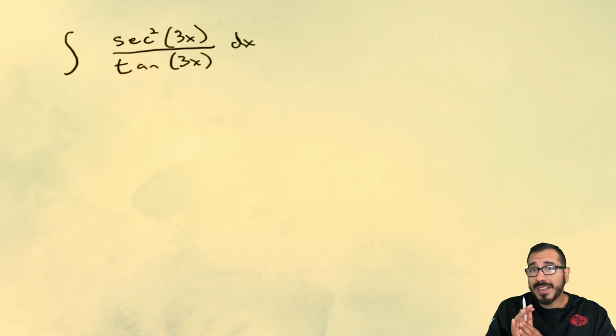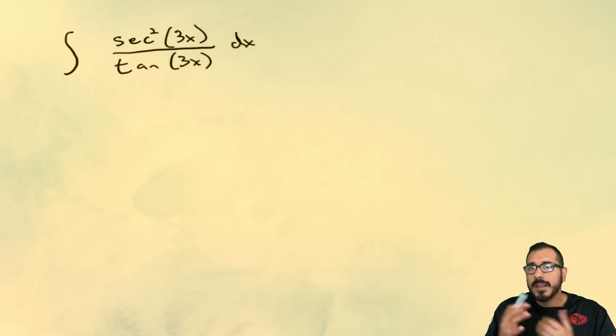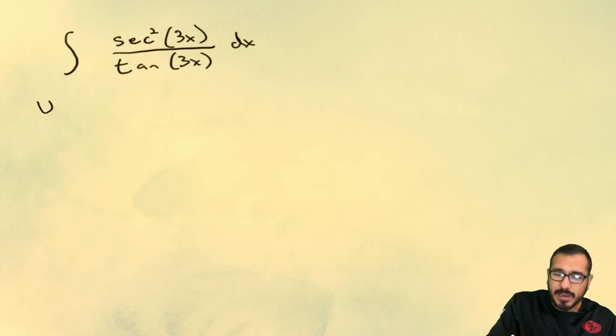For example, when we're looking at these trig problems here, like this one right here, if I were to let u equal 3x, then how am I going to get rid of, say, a tangent or a secant squared, right? It's not going to happen. So we have to be creative. And again, this is where knowing your trig identities is really going to help you out. And of course, your derivatives. So let's go ahead and dive in here.